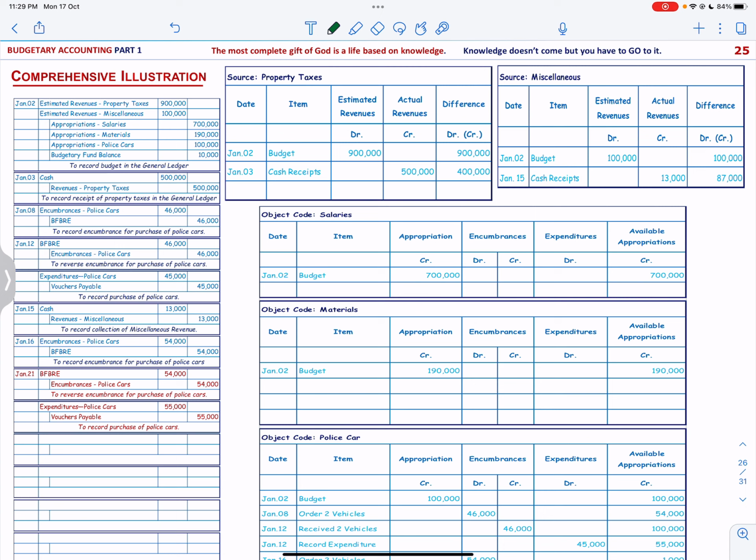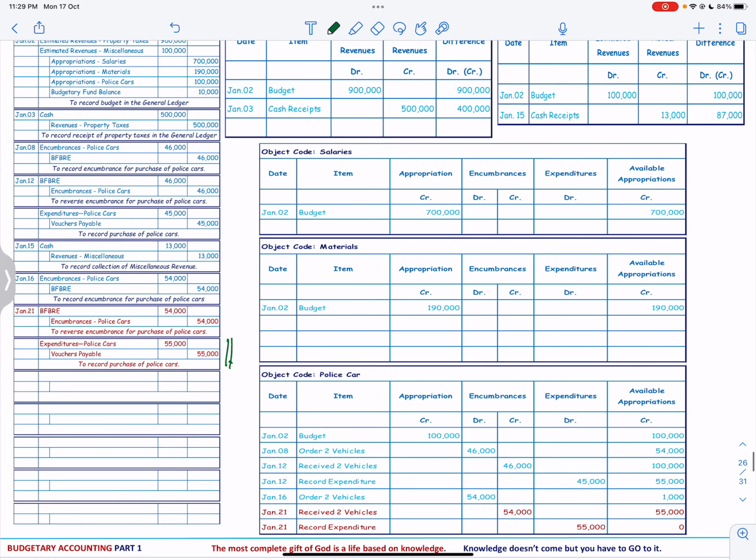Next, they are receiving these cars, but they are receiving the cars for 55,000, and let us see over here. So first of all, the encumbrance has to be reversed. Before it was debit, and now encumbrance is credit. You can see over here, encumbrance is credit for 54. We add this again to the available appropriation. So we have 55, and from this 55 we have received cars for 55. So we have spent all the money that was allocated for police cars, and we have not spent more than that, because in government you cannot spend more than what has been appropriated. That is a serious crime.